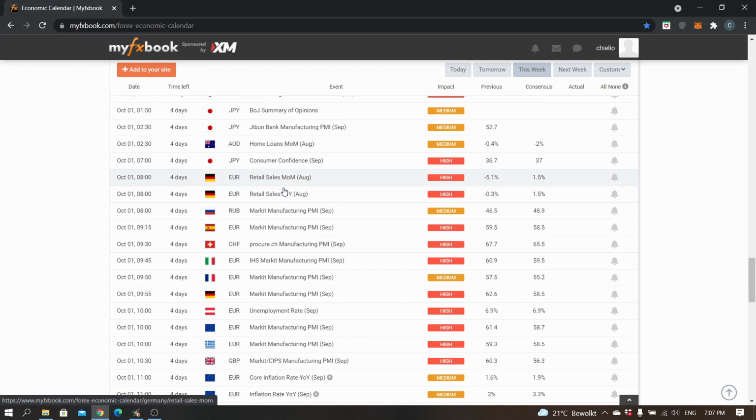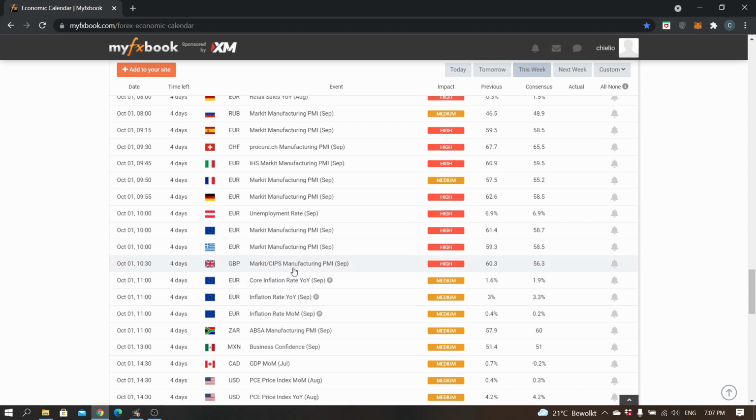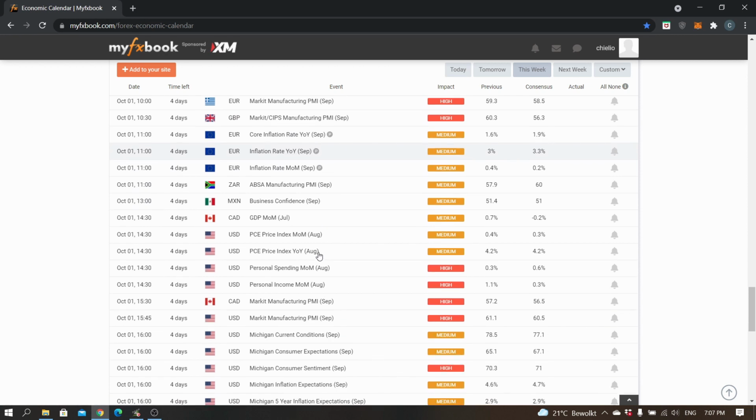Retail sales could be important, not too important, but look out for it. And then all of the PMIs are not very important except for the German and the European one. Again, you could also look at the Italian and the French one, but Germany and European in total are more important. British PMI also important, inflation rate important.